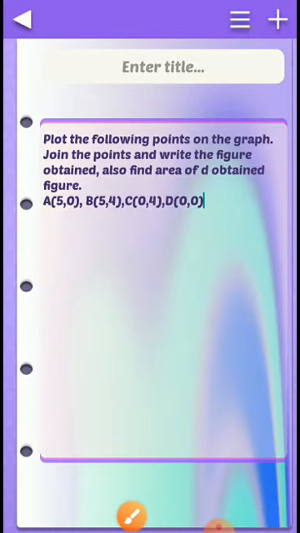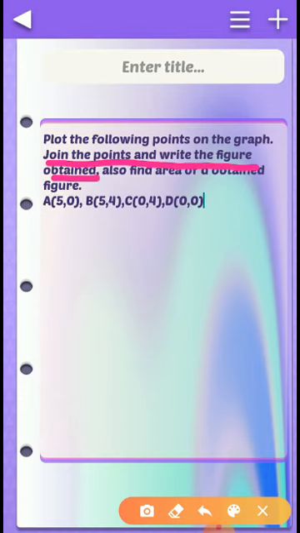Okay? Now we'll do some problems. Such problems come for 4 marks. It's an important question. See what the question is: plot the following points on the graph, join the points and write the figure obtained. Also find the area of the obtained figure.